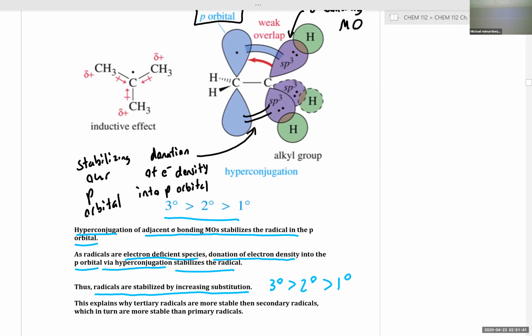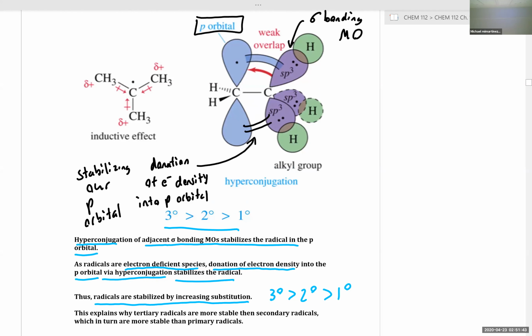Does this idea make sense to everyone? The presence of adjacent sigma bonding molecular orbitals in turn overlaps with our p orbital and stabilizes our electron deficient radical.